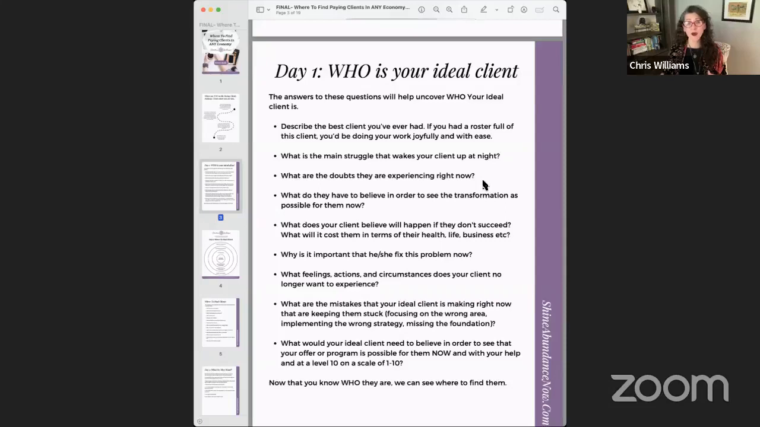So we have to know, what is it that she needs to believe in order to see that her transformation is possible in the world for her right now? Not next year when the kids go to school or go away to college, not when all the stars align, not when she feels that she's got enough time, but right now. And I want you to think about that. What would you have had to believe in order to see that the transformation that you wanted, the result that you wanted, was possible for you?